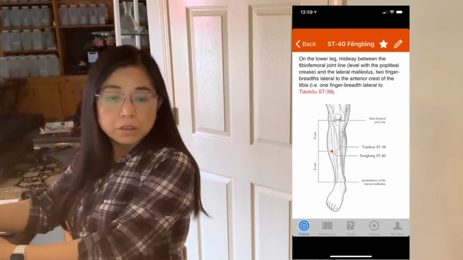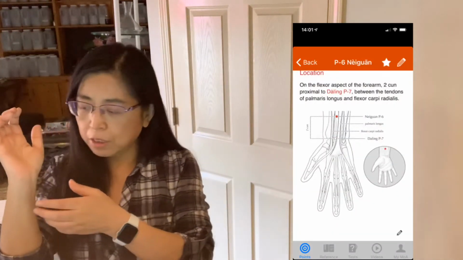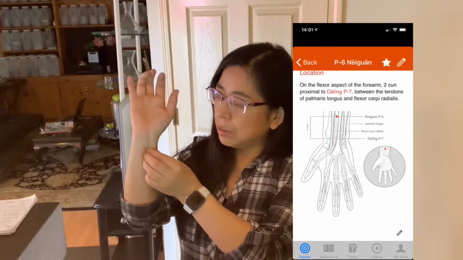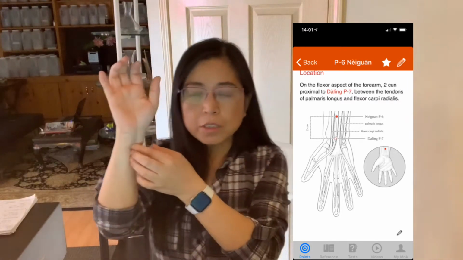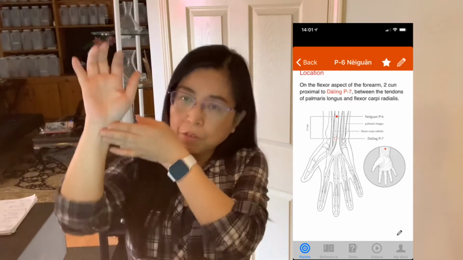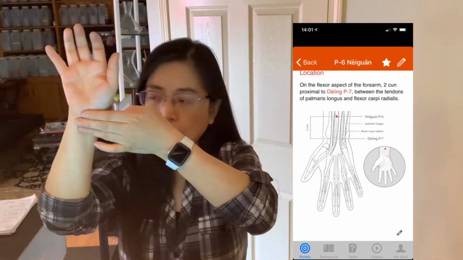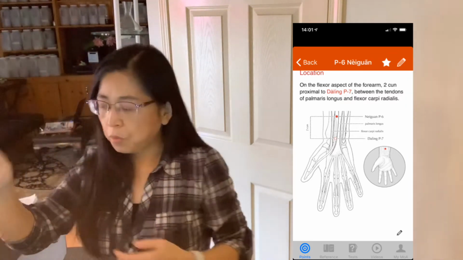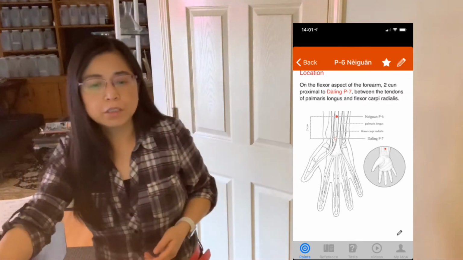Okay. And then the other one is to stop vomiting. It's a very famous point and commonly used in the clinic. It's between the 2 tendons right in the middle, and 3 of your own fingers below the wrist crease. That will help you stop vomiting. Okay.